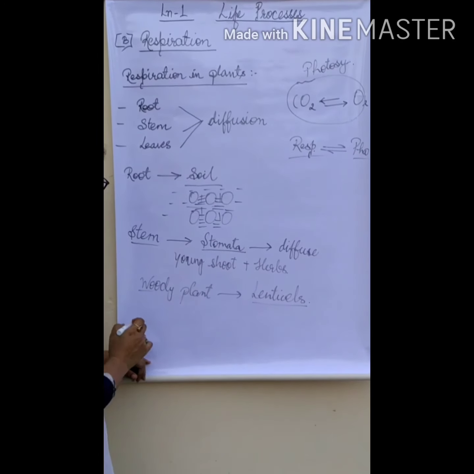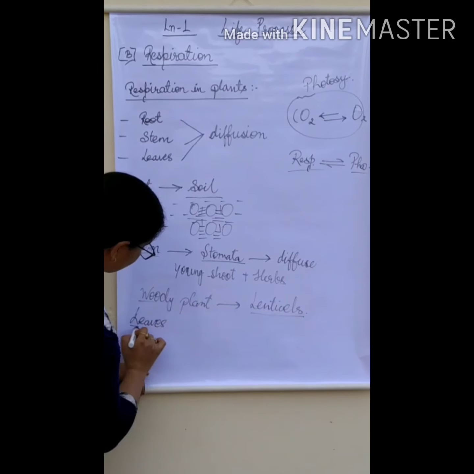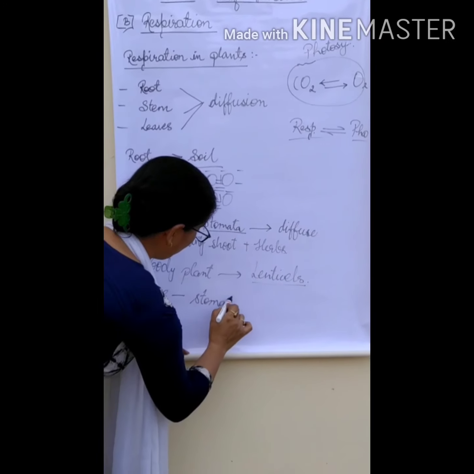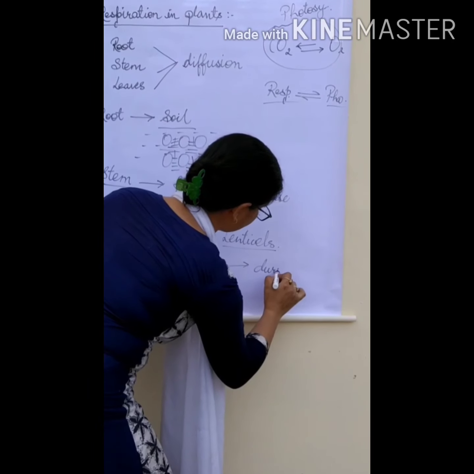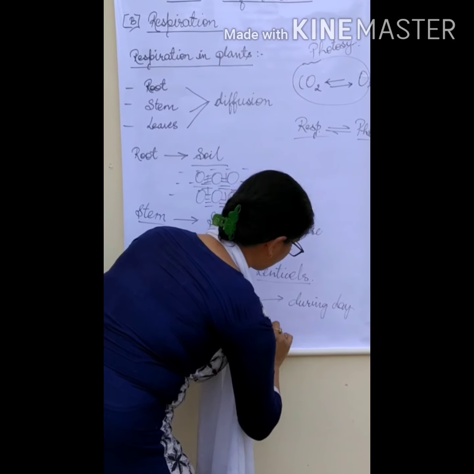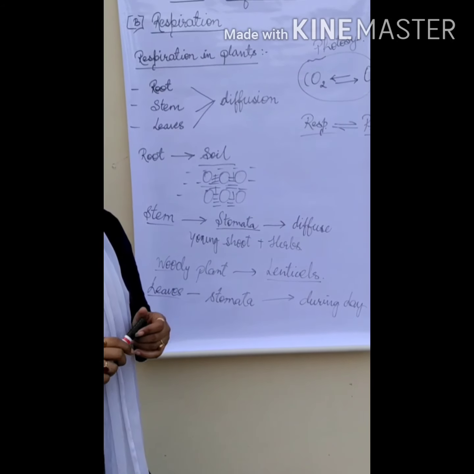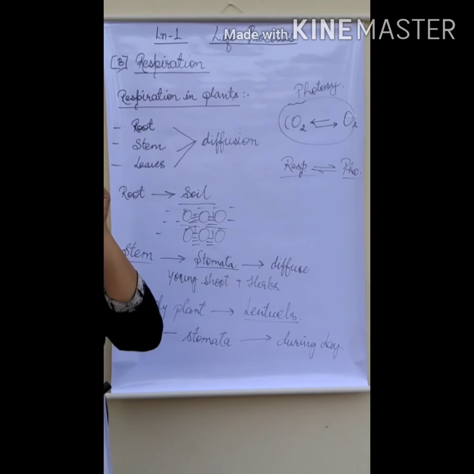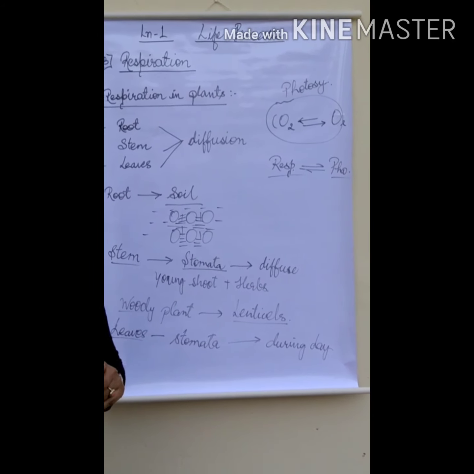And if we talk about the leaves, you children know that the leaves have stomata, and these stomata open during the day and the gaseous exchange occurs. But during the night they close, and that's why it is suggested that we should not sleep under a tree during the night. Reason: at that time plants release carbon dioxide.